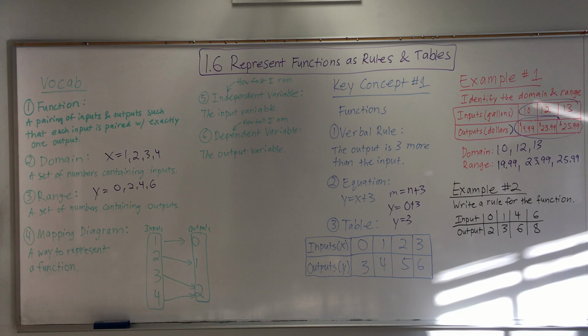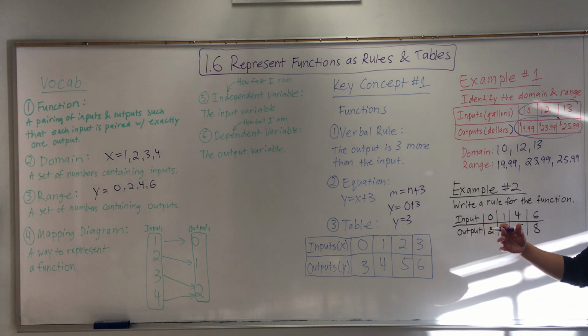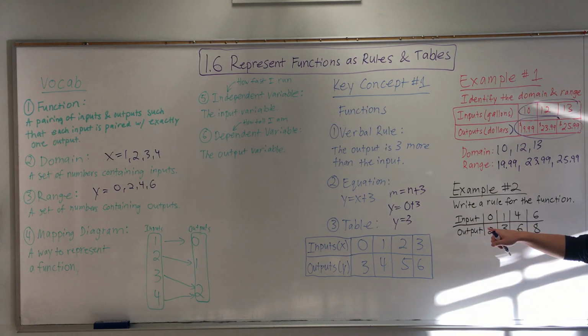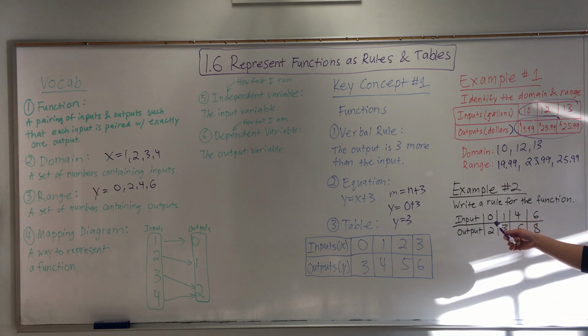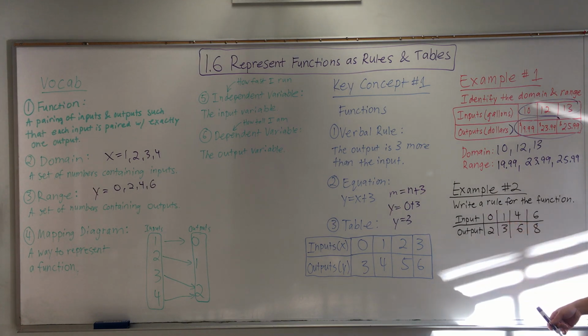So the first step, based on the problem-solving plan, is what do we know? We know the inputs. They gave us that. We know the outputs. They gave us that. What don't we know? We want to know what the rule is, the equation. So what do we do? We're going to have to identify the relationship between the inputs and outputs. So let's take a look.